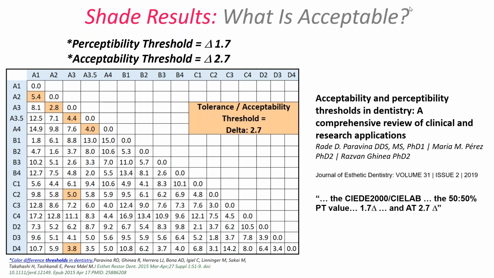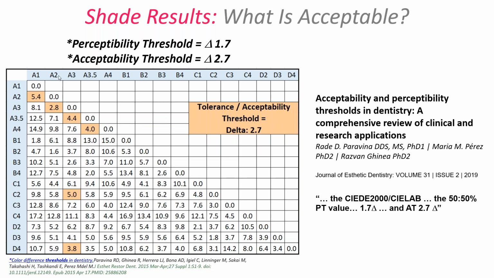the delta, the number space, the color space between two colors, we can perceive it at 1.7 color space. The acceptability, though, we allow up to 2.7. So we can perceive it, but what's acceptable is another point difference. So if you look at A1 compared to A2, the difference in these deltas is 5.4. Then from A2 to A3, those are closer, it's only 2.8. So maybe the difference between an A2 and an A3 at 2.8 might be acceptable. Or let's look at A2 compared to a B2, 1.6.